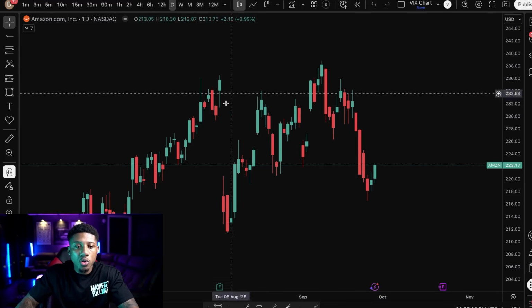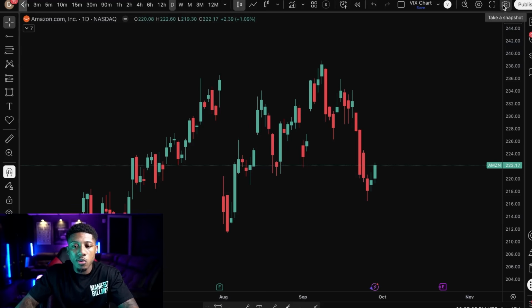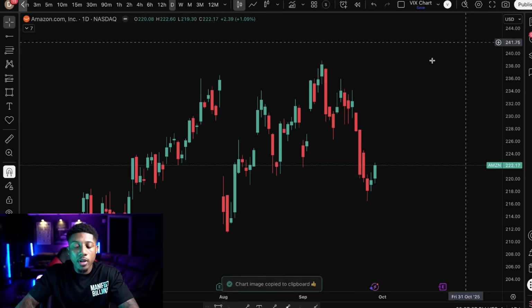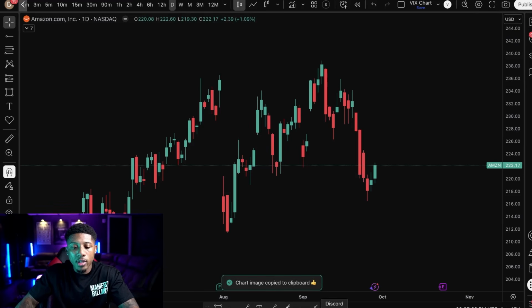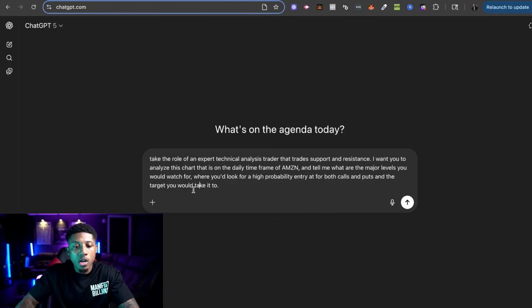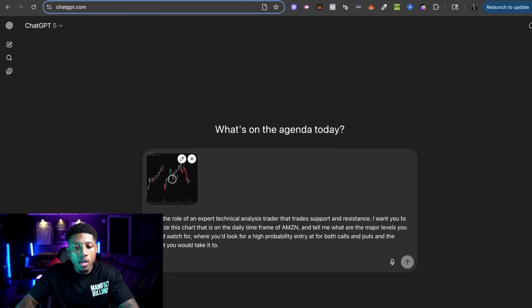So basically what you wanna do is once you come over to TradingView, you wanna go ahead and click this little snapshot picture here. Go ahead and click copy image, and then all you're gonna do is come back over into ChatGPT, and you're gonna use this particular prompt. It says, take the role of an expert technical analysis trader that trades support and resistance. I want you to analyze this chart that is on the daily time frame on Amazon and tell me what are the major levels you would watch for, where you'd like for a high probability entry at for both calls and puts, and the target you would like to take it to.